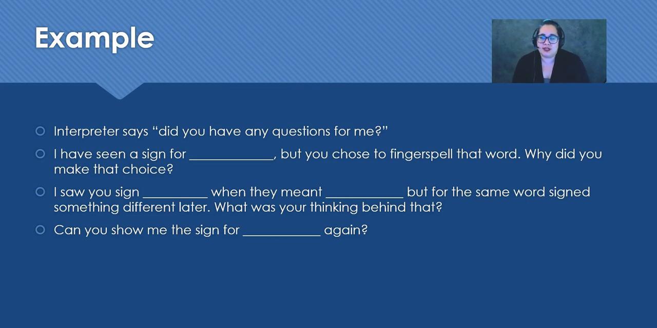And that's an ASL feature that you'll see sometimes: people will fingerspell, oh, that hurt. They're trying to emphasize that word. You may say to them, I saw you sign this when they meant that, and then that word came up again and you signed something different. What was your reasoning behind that? You'll find that it might be self-correction, but there might also be an intention behind it, and those are the things that you want to know. And if you saw a cool sign that's new to you, you might say to them, can you show me that sign again so that you get it right? So you get to leave with a new sign and new vocabulary for yourself.